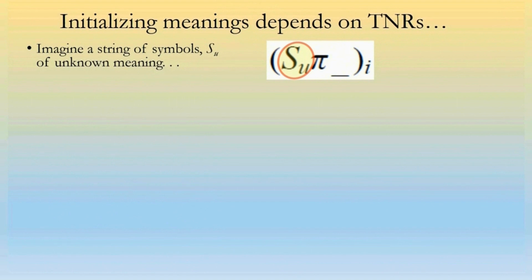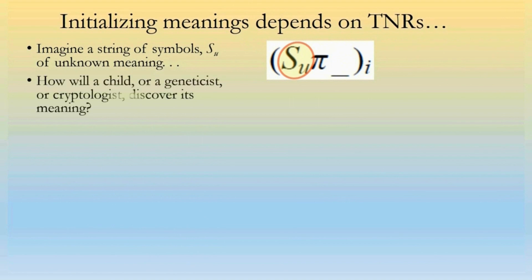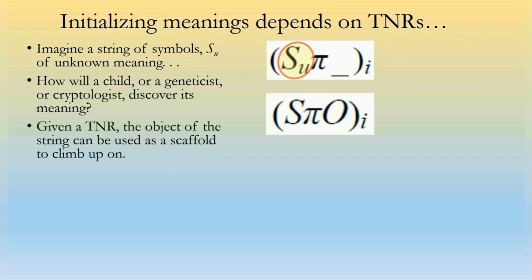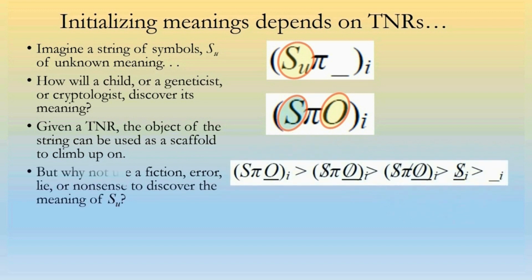How will a child or a geneticist or a cryptologist discover the meaning of that symbol string? If we're given a TNR applied in the normal conventional way, discovering the meaning of the string is possible by using the object as a scaffold to climb up on and to supply the abstract meaning of the symbol. But what about using a fiction or an error or a lie or a scrambled string or distorted string that's meaningless, or a complete absence of a string to guess the meaning of S sub u?